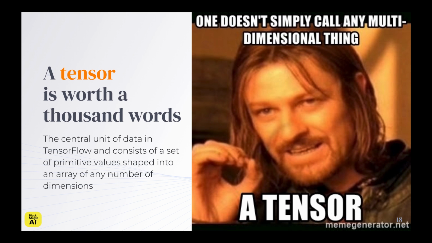The tensors used in TensorFlow are not to be confused with the tensors of mathematics and physics. That's why one does not simply call a multidimensional thing a tensor. In TensorFlow, we are calling a multidimensional thing a tensor, but in physics and mathematics, there are more requirements before we can call a multidimensional thing a tensor. So just remember that distinction when you hear the term tensor used in physics and mathematics as opposed to how we use it in TensorFlow.